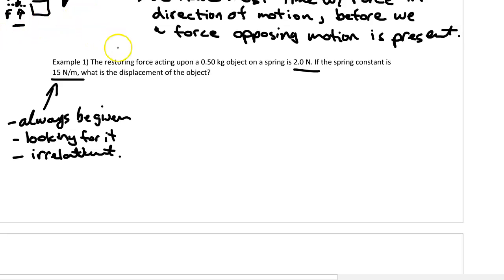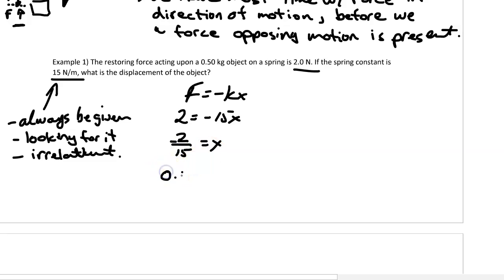But, so F is equal to negative kx. That force being 2 newtons equals negative 15x. And so we've got 2 over 15 is equal to x, or 0.13 meters is equal to x as the displacement in the opposite direction of this force.